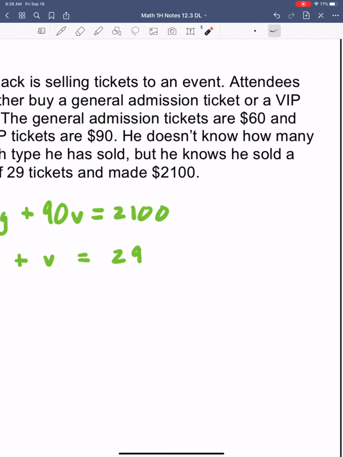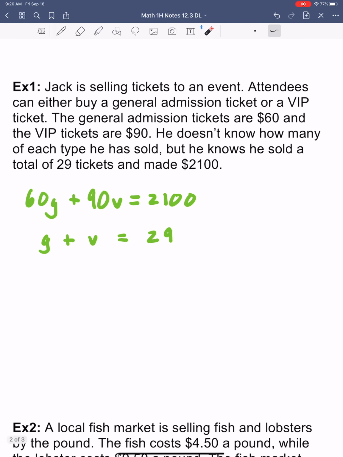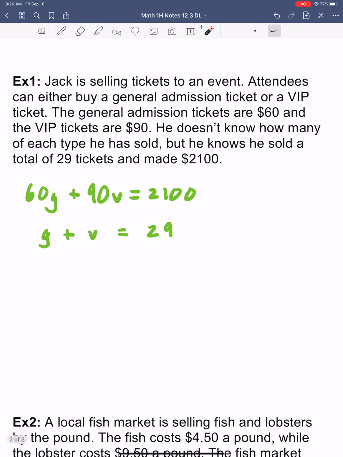So it says, Jack is selling tickets to an event. Attendees can either buy a general admission ticket or a VIP ticket. The general admission tickets are $60 and VIP tickets are $90. He doesn't know how many of each type he has sold, but he knows he had sold a total of 29 tickets and made $2,100. So that's a lot of information in that problem, right?